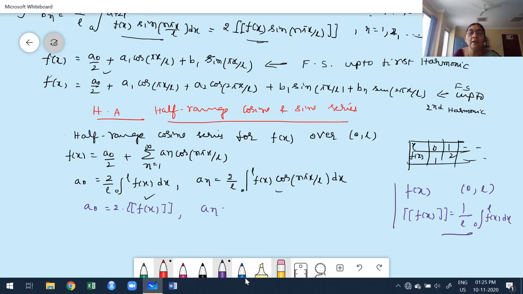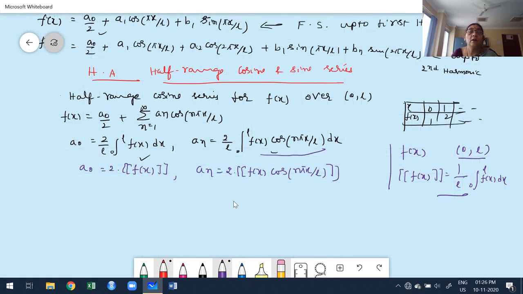Similarly, for a n, this function must be continuous over the interval 0 to L. 2 is separate, 1 by L integral 0 to L f of x cos of n pi x by L with respect to x, because our range is 0 to L in half range. What we get as the formula? Mean of f of x into cos of n pi x by L. Keep in mind, whether it is half range sine or cosine series, or the general construction of Fourier series, finding a0, a1, a2, a3 must use the same formula. Now this is for n equal to 1, 2, 3.